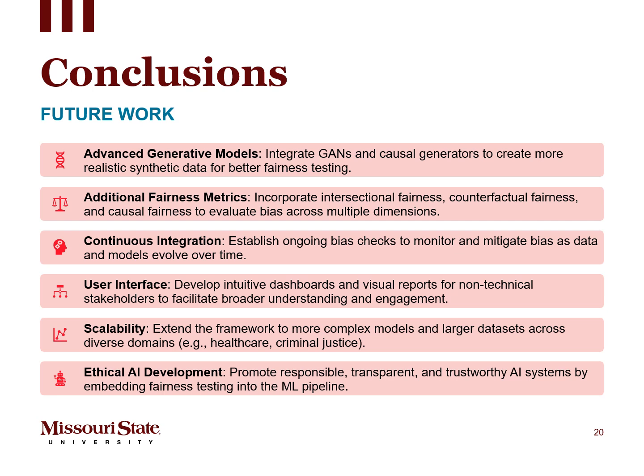Third, we will establish continuous integration practices to monitor and mitigate bias as data and models evolve over time. Fourth, we plan to develop user-friendly dashboards and visual reports to make fairness testing accessible to non-technical stakeholders. Finally, we aim to scale this framework to more complex models and larger datasets across diverse domains, such as healthcare and criminal justice. By embedding automated fairness tests into the machine learning pipeline and leveraging explainability for root cause analysis, we hope to promote the development of more responsible, transparent, and trustworthy AI systems that deliver equitable outcomes for all.